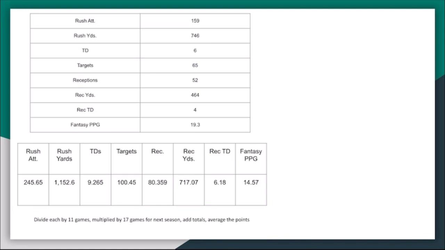The touchdowns are very hard to predict. It's kind of like Jamaal Williams last year. I mean, he scored, what do you have, 20 touchdowns, and it's just hard to predict. But you can kind of throw it out there.